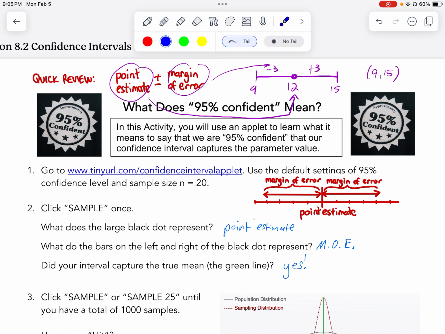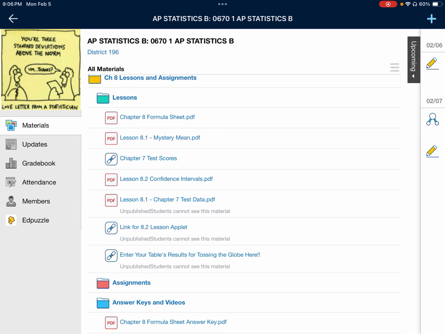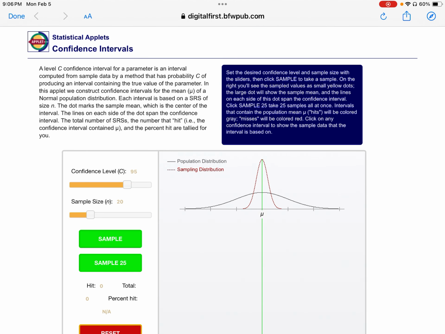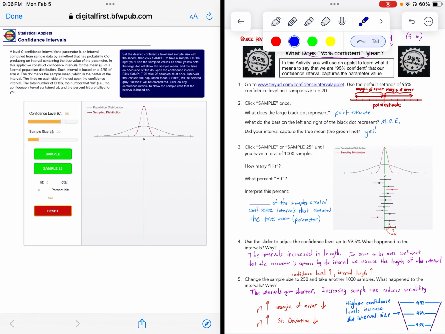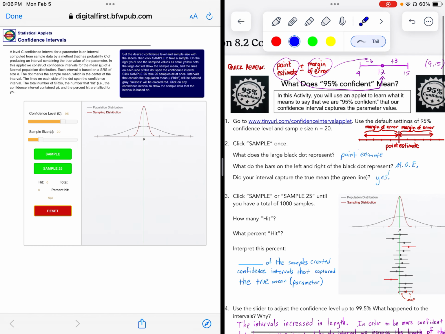It will over and over make a bar like this to represent the confidence interval, and the point estimate will be a dot in the middle, and it'll have a line on either side. The line on either side is the margin of error, okay? So in Schoology, here's where you can find it in the lessons folder, the link for 8.2 lesson applet. And let's see what we're supposed to do with it first. It says use the default settings of 95% and a sample size of 20.